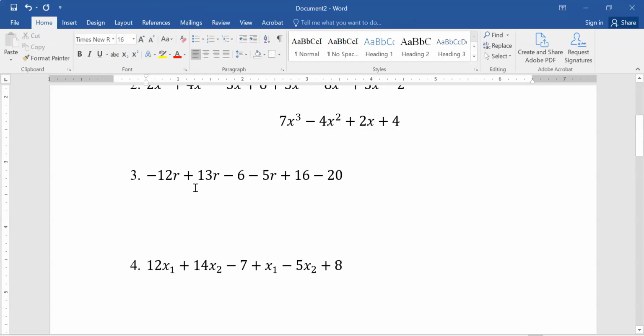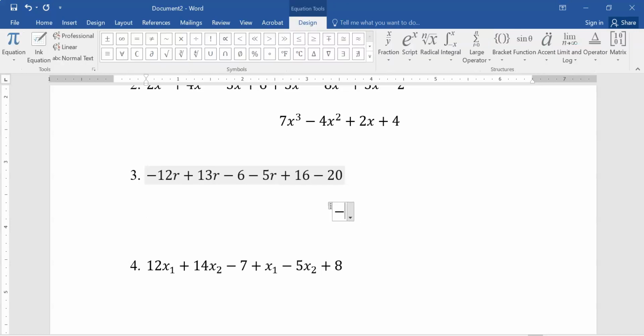So negative 12r, 13r, and notice I have also a negative 5r. So I have negative 12 plus 13 and minus 5. When you combine all of those, you get a negative 4, so negative 4 r's. And then I have a minus 6, a plus 16, and a minus 20. So you take negative 6 plus 16 minus 20, and you get a negative 10. So my final answer is going to be negative 4r minus 10.